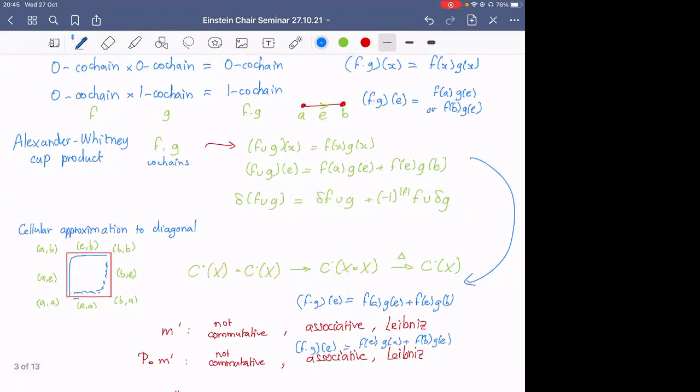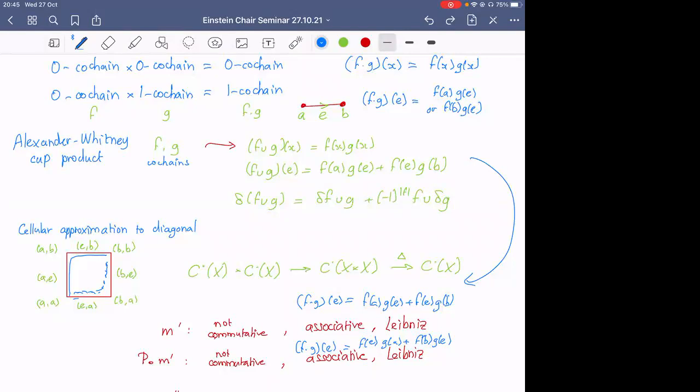Yes? Your second line there, the F cup G evaluated, confuses me because F is a zero cochain and G is a one cochain, and on the right you're evaluating. Yes, you're right. So here F was a zero cochain and G was a one cochain. But then when I moved down to write the formula for the Alexander-Whitney cup product, they were just arbitrary cochains. So you just take maybe some combination, not homogeneous, yes?